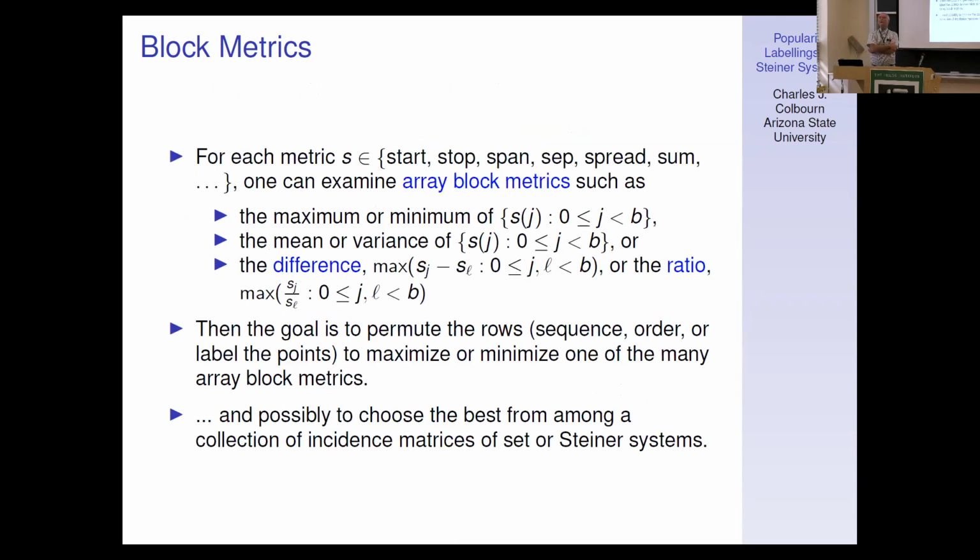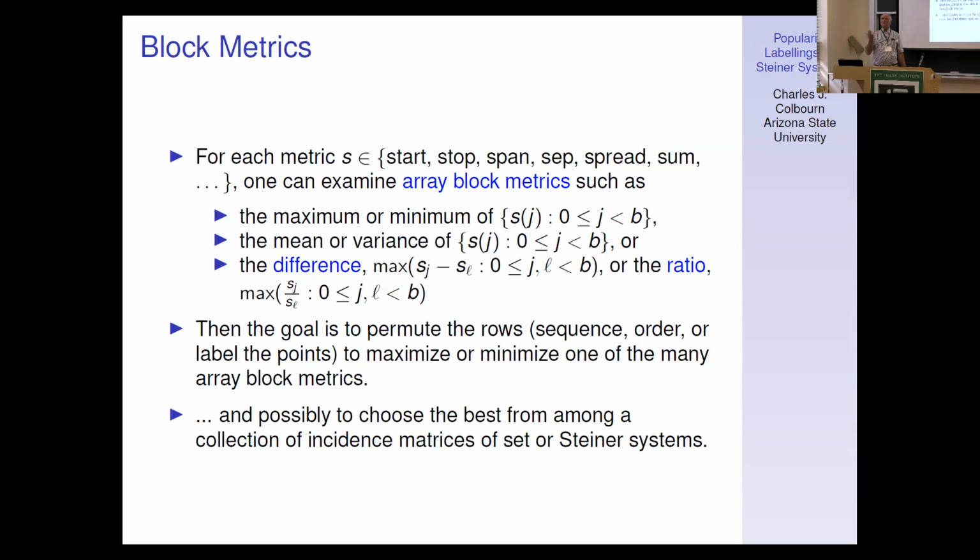Okay, well, now I've listed a bunch of things: start, stop, span, sep, spread, sum. I confess they don't all start with S. I artificially changed the names to force them all to start with S. But they're reasonable names. Once you've done that, you can look at block metrics across the whole array. What I could do is calculate that metric for each of the blocks and then take the maximum or the minimum, or take the average of them.